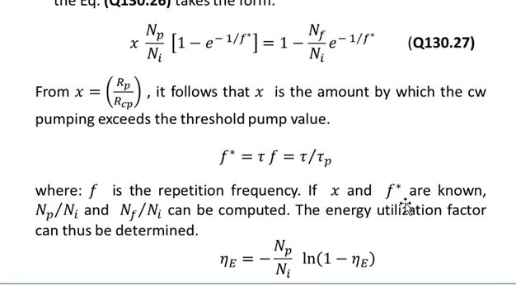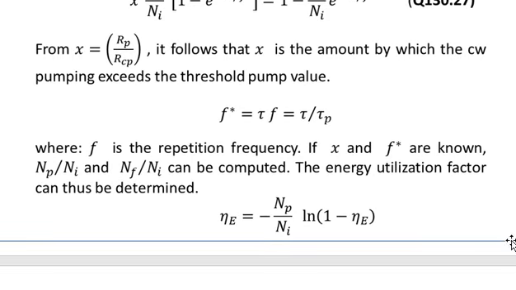If x and f star are known, Np over Ni and Nf over Ni can be computed. The energy utilization factor can thus be obtained, that is eta E is equal to minus Np over Ni multiplied by the log of 1 minus eta E.